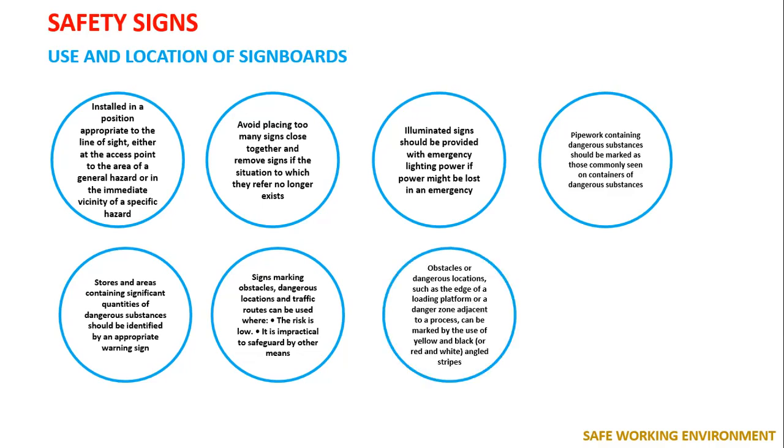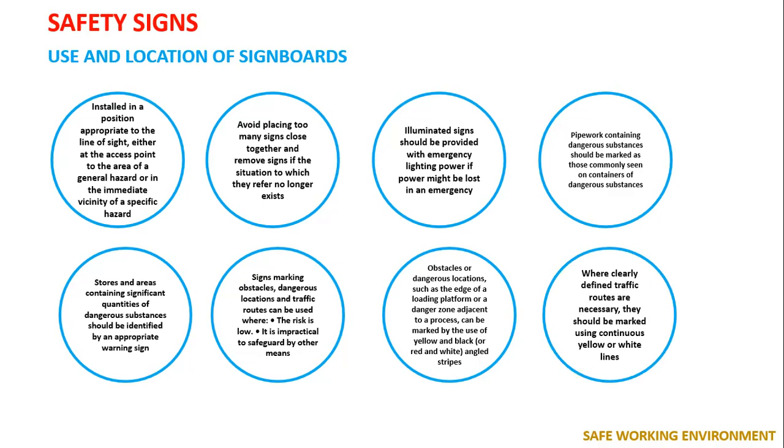Then the obstacles or dangerous locations, such as the edge of the loading platform or the danger zone adjacent to the process, can be marked by the use of yellow and black or red and white angled strips. Where clearly defined traffic routes are necessary, they should be marked using continuous yellow or white lines.